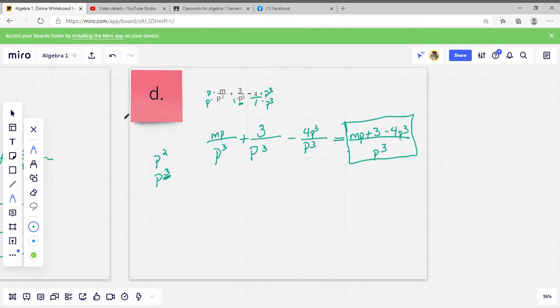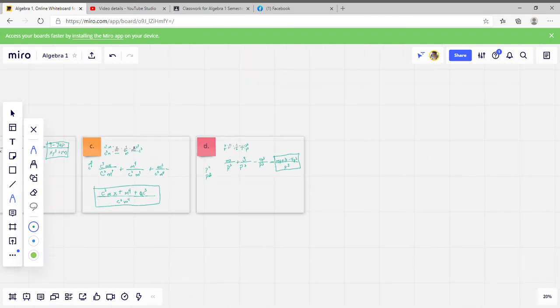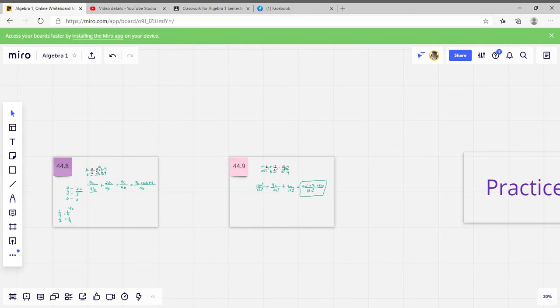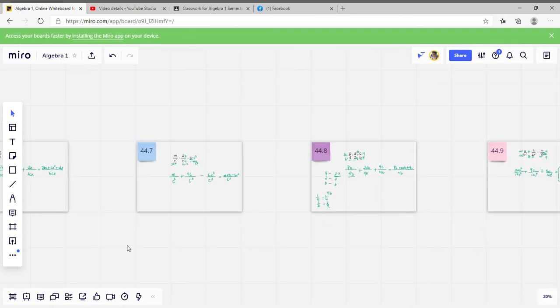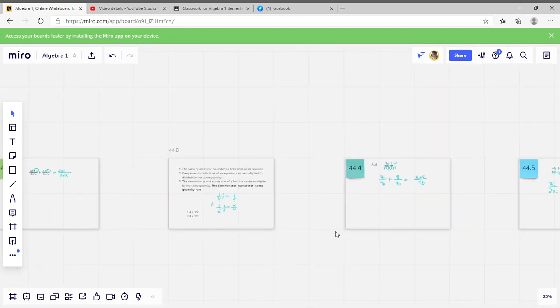So for Wednesday homework, do lesson, let's see, what lesson is this? 44. Do lesson 44 for homework and bring to class on Wednesday.